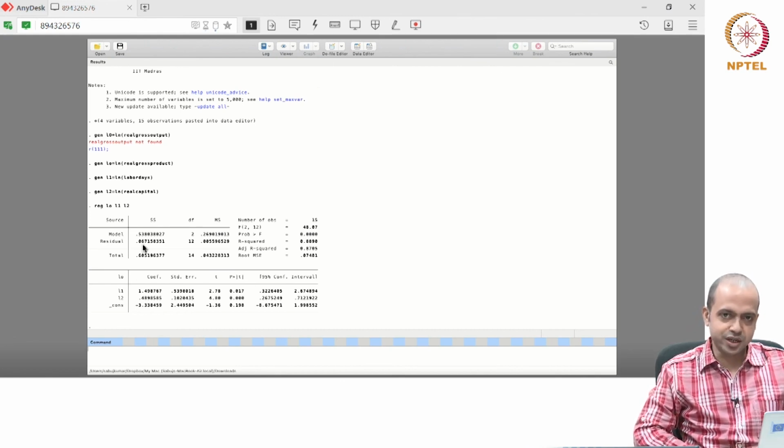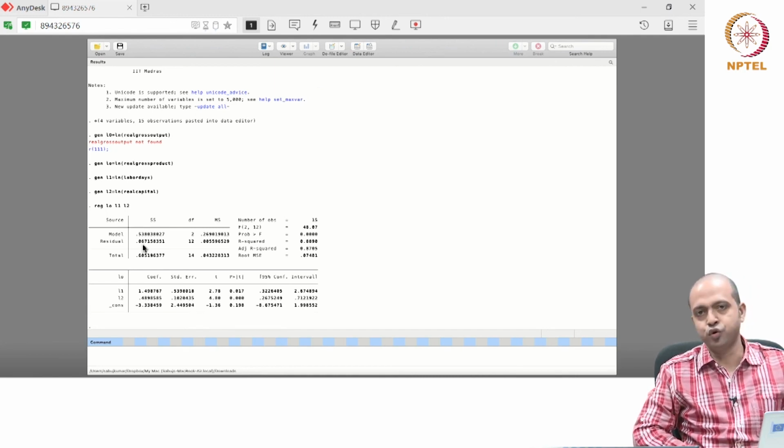We will discuss the remaining portion of this estimation in tomorrow's class. We will estimate the restricted model in tomorrow's class.